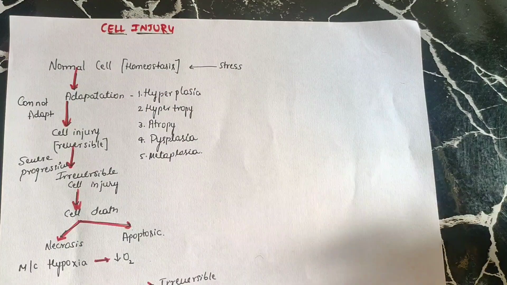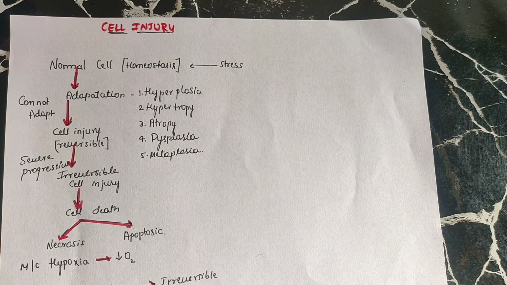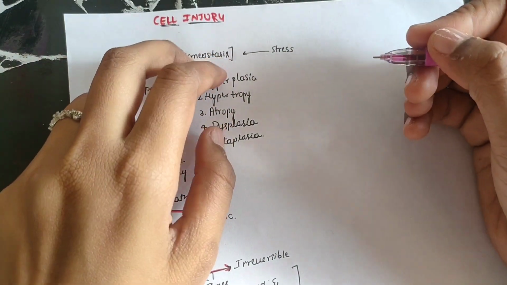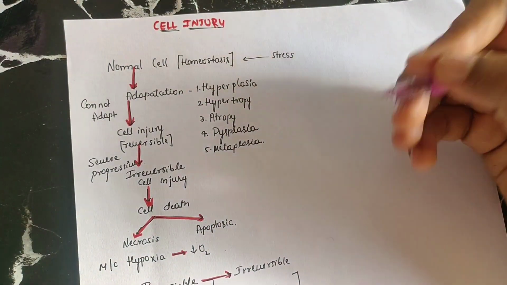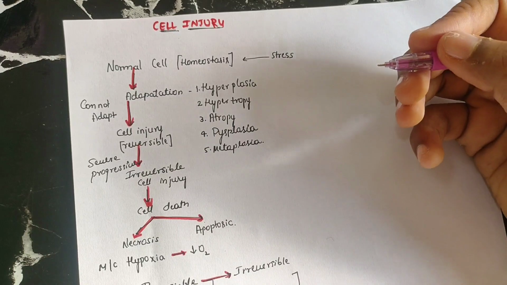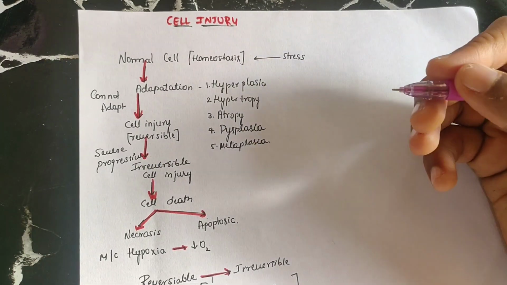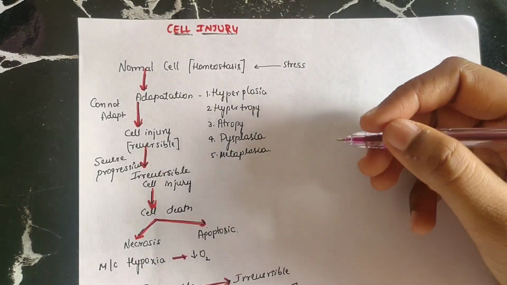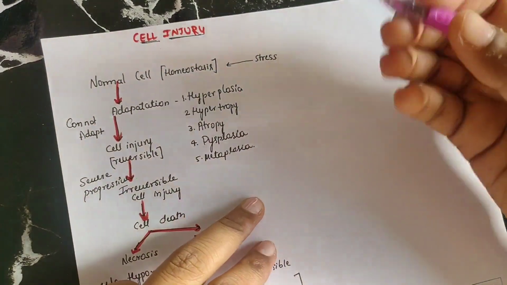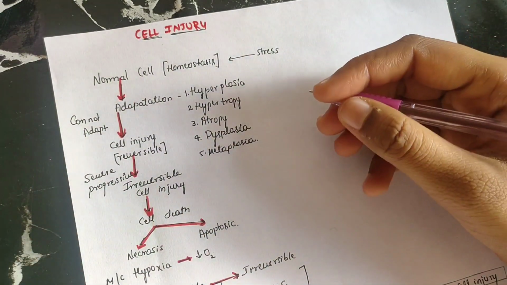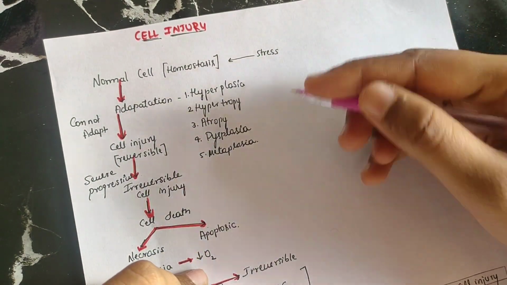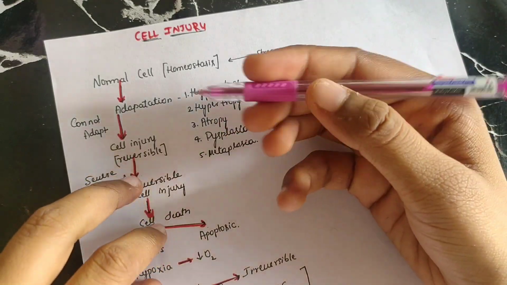In this video I'll be teaching about cell injury and the difference between reversible and irreversible cell injury. Whenever there is stress from the environment, maybe physiological stress or pathological stress, cells undergo adaptations. Each and every cell in our body, and every one of us, strives to survive. Even in a hard situation, we try to survive. Similarly, the cell also tries to survive in many ways.